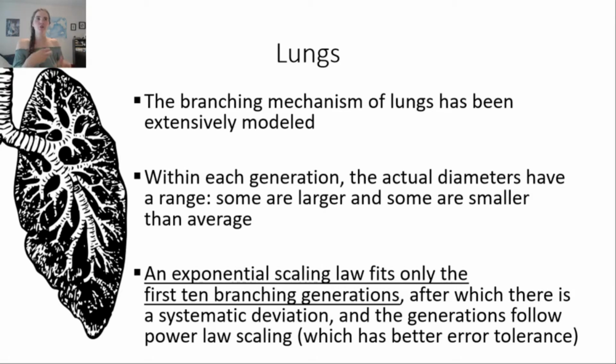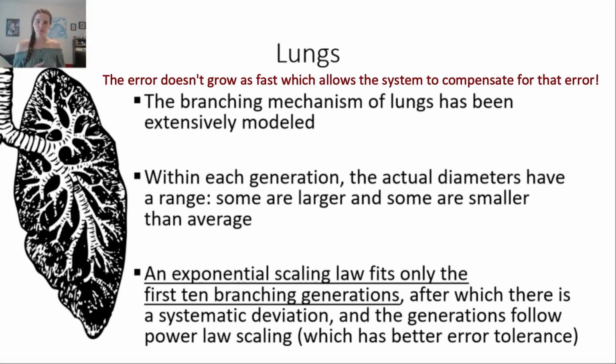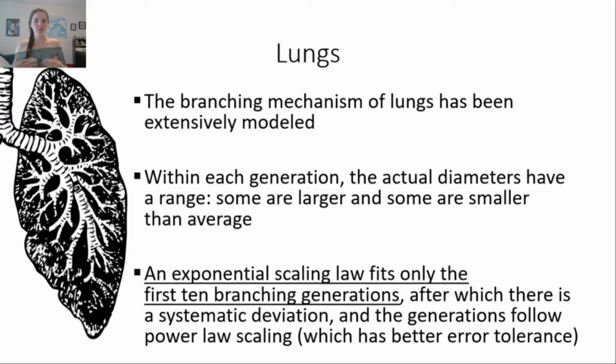But the error tolerance comes from the fact that if your x value is much smaller or much larger than all of the other x values, the error doesn't grow as fast, because the exponent is constant. As opposed to an exponential scaling law, where if you have, for example, 2 to the 3 versus 2 to the 4, it just grows much faster. And this is what makes nature so robust, these power law relationships.